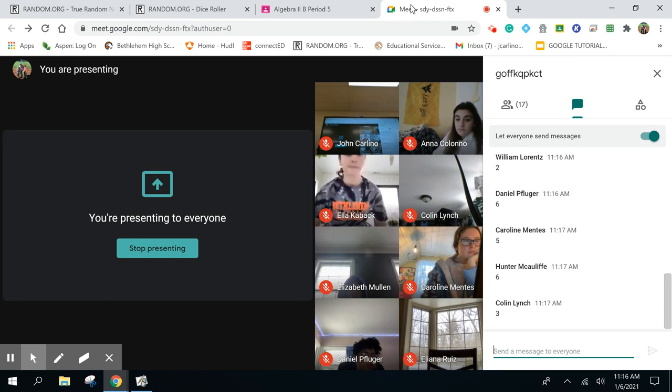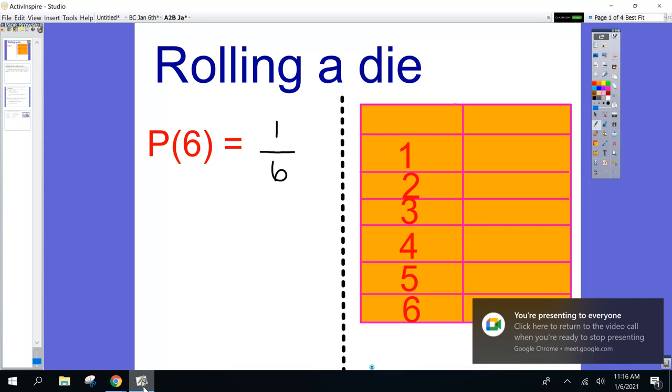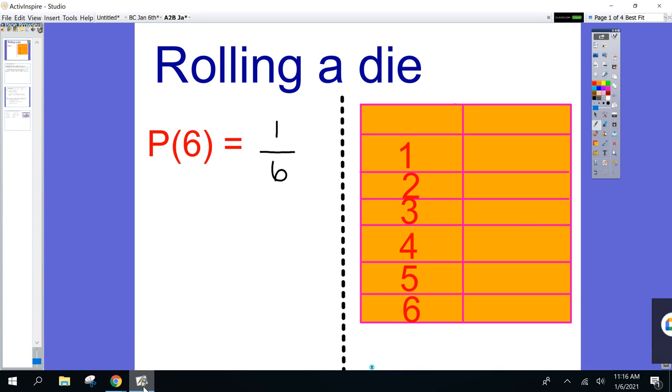I got enough here. So what I'm going to do right now on my end is record the results, and we're going to talk about what's the probability of rolling a 6 now based on your rolls. So let's see here. I had a 2. Just give me a time here to tally them all. All right, so here we go.